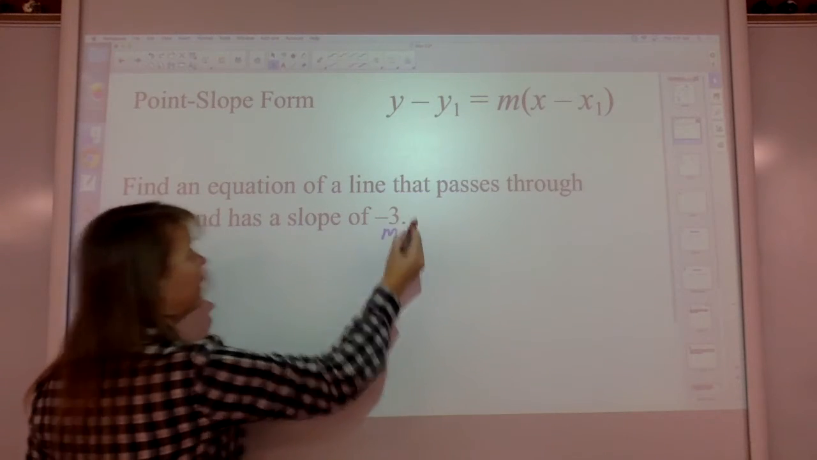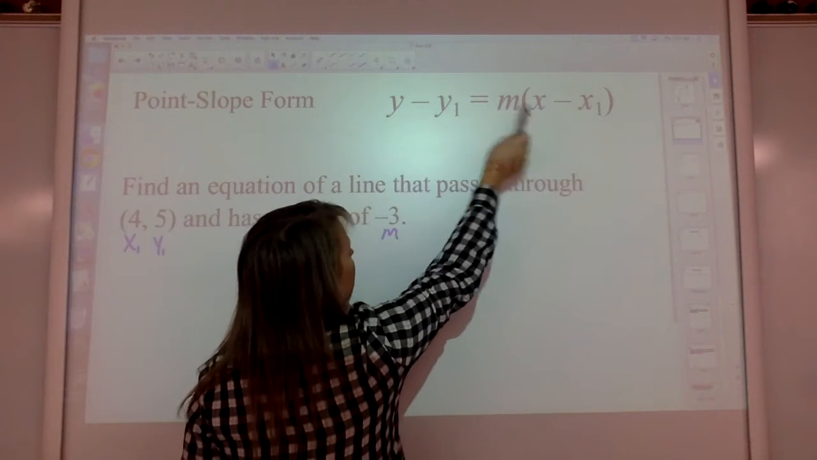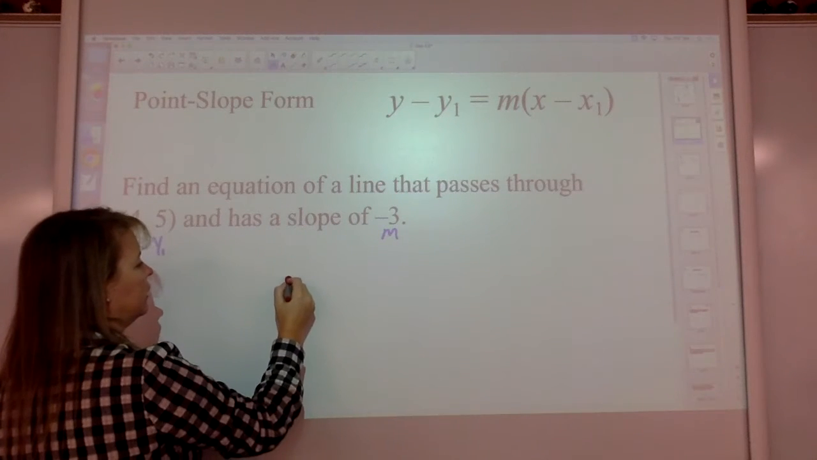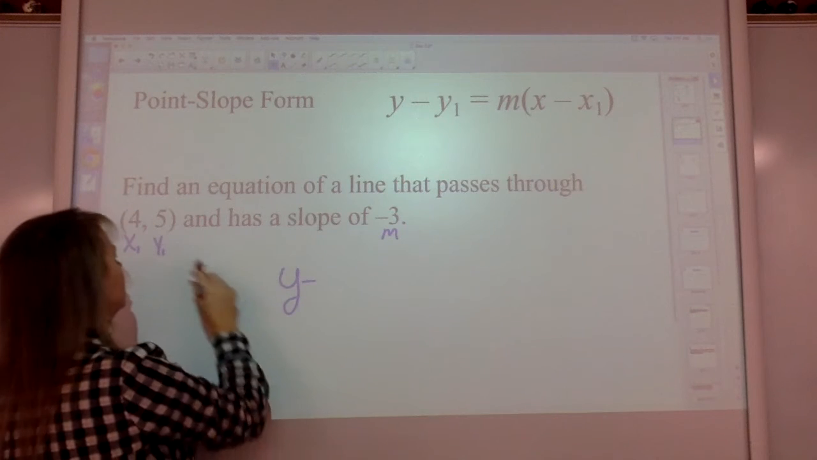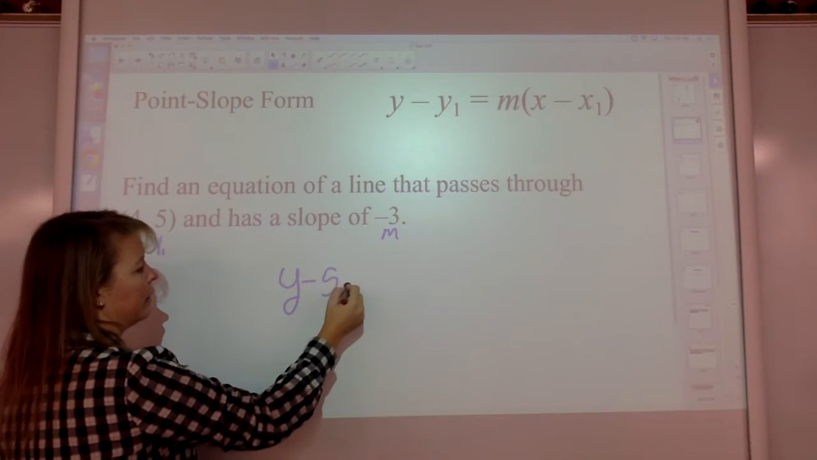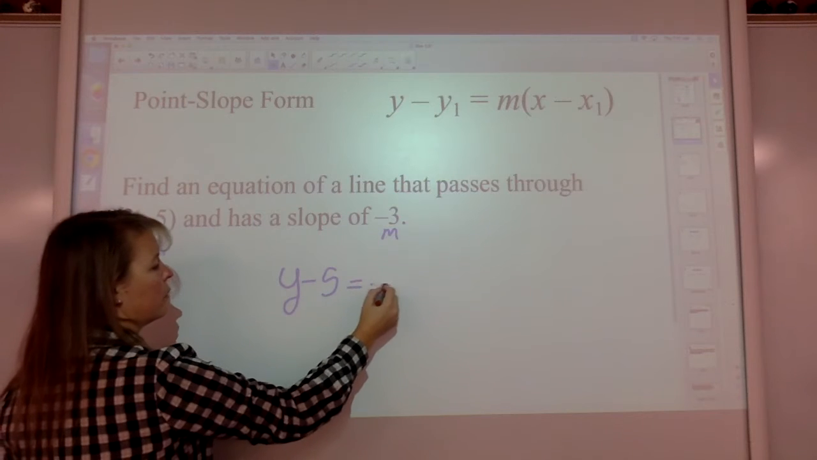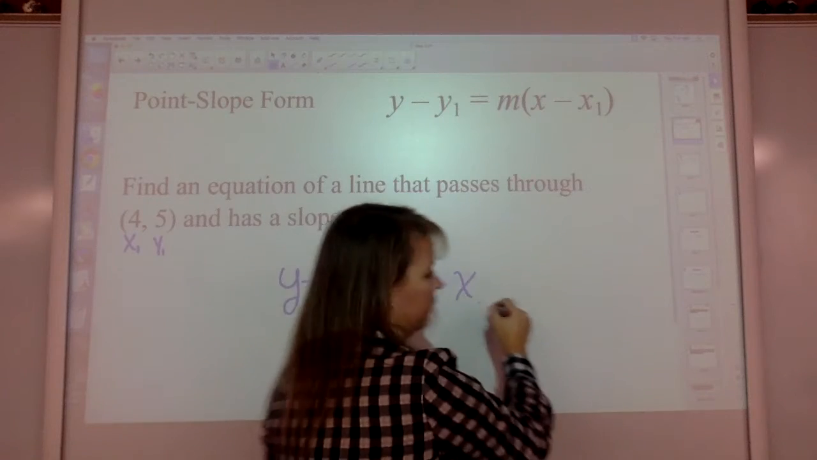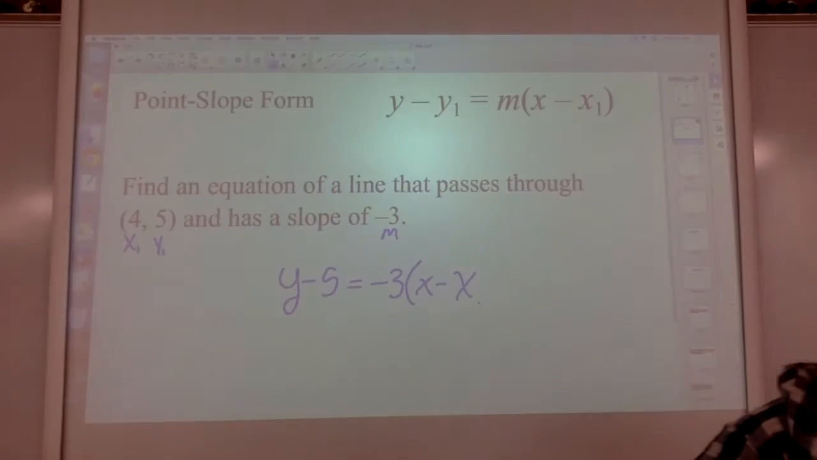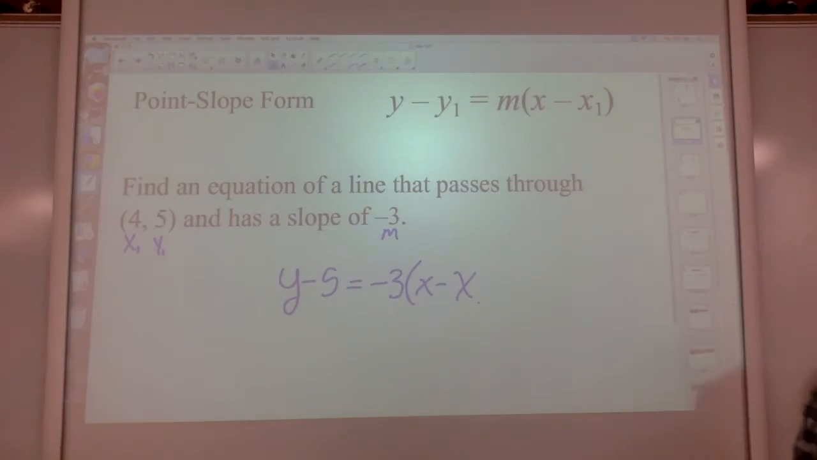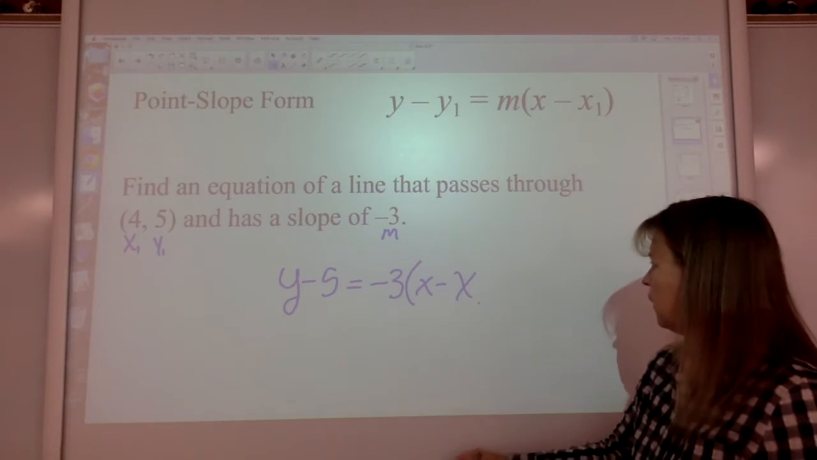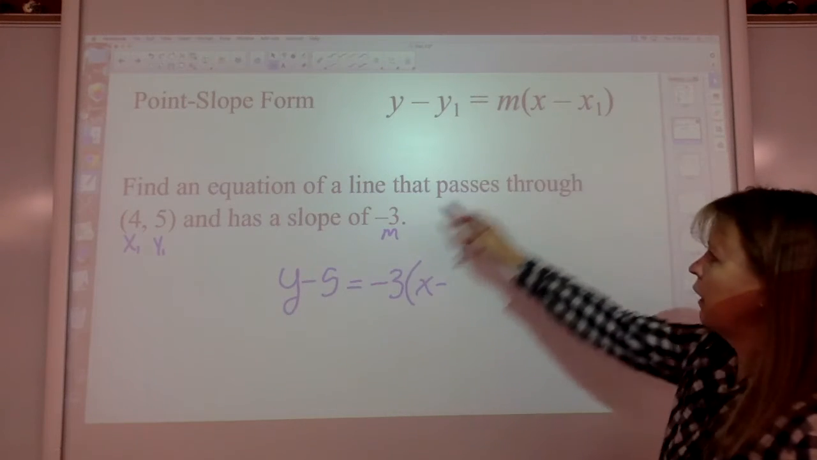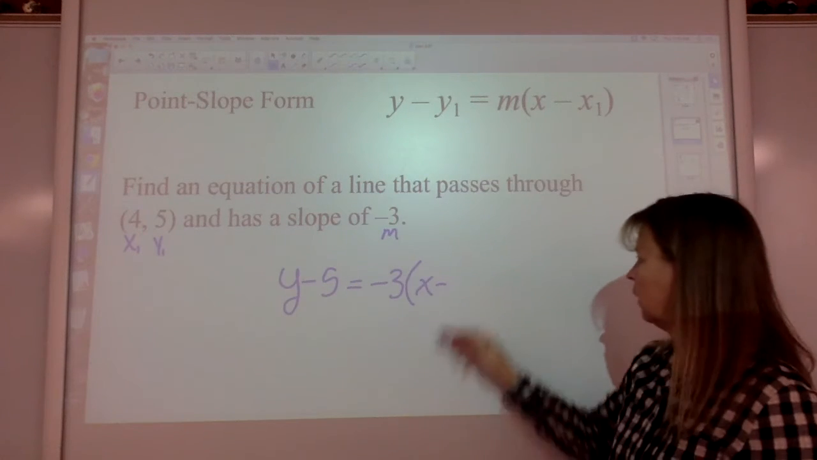This is your m. This y and this x up here in the formula don't have subscripts to them, which means they are the actual variables in here. So you're going to go y minus y1, which is 5, equals slope of negative 3 times x minus x1. We're going to have to pause that a second. Pardon the interruption. We'll carry on here. So we're doing x minus x1, and good thing I stopped because I started writing x1. Our x1 value is 4.